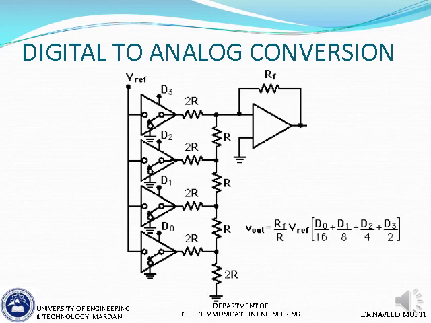Basically the way it is constructed is that there are only two values of resistors required. Whatever the value of R is, we need 2 times R. So it's basically R, 2R, R, 2R, as you can see here. That is an R2R ladder network digital to analog converter.